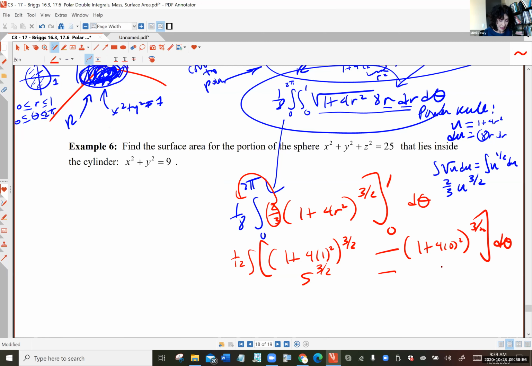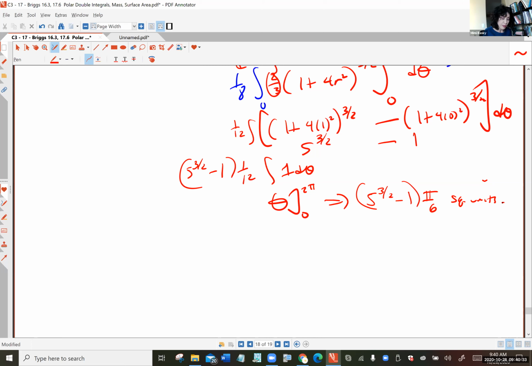Ooh, that is some weird number. That's the exact answer. If you punch that up into your calculator, I get approximately 5.33 square units. Okay, that's called surface area. Looking good. Questions? Thank you.